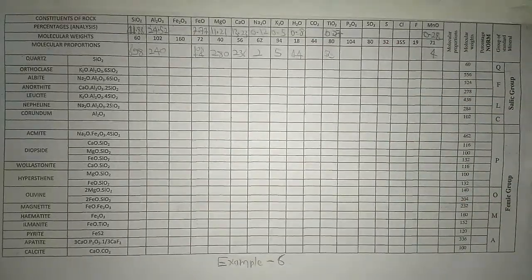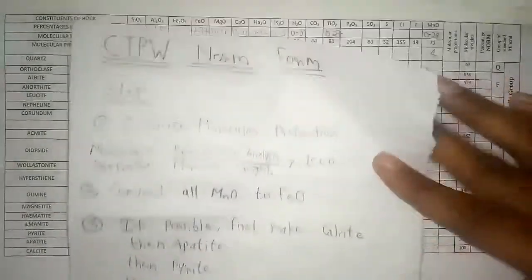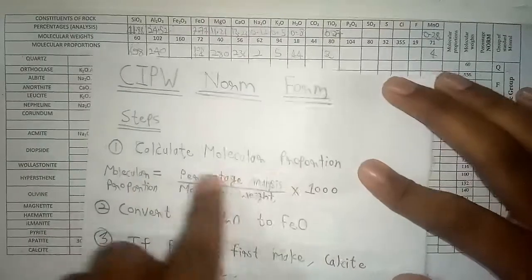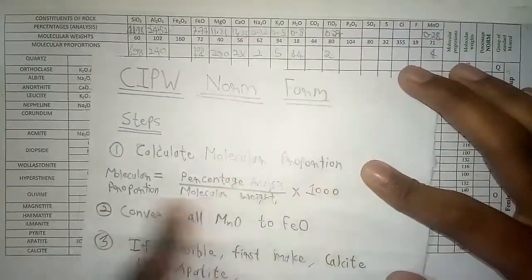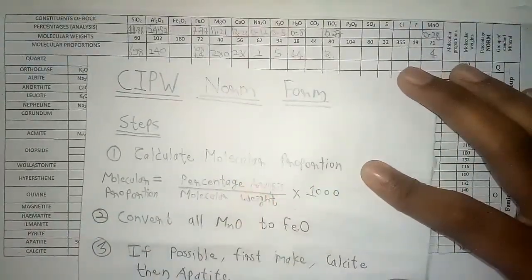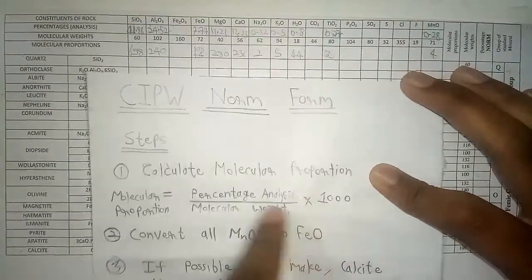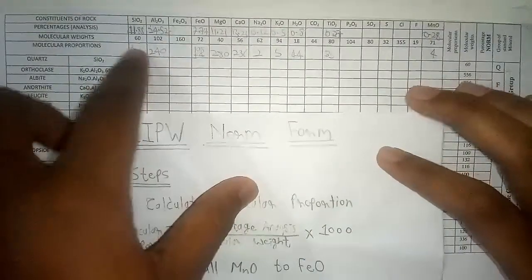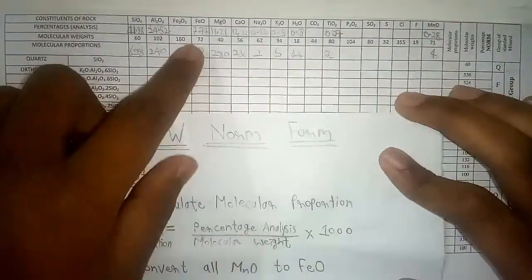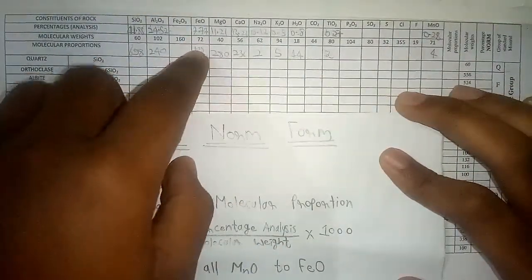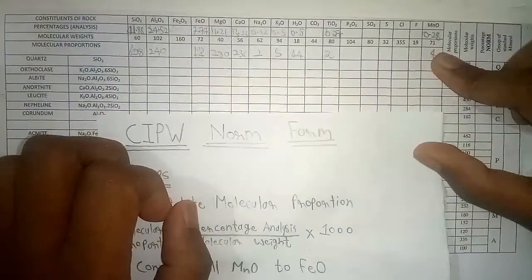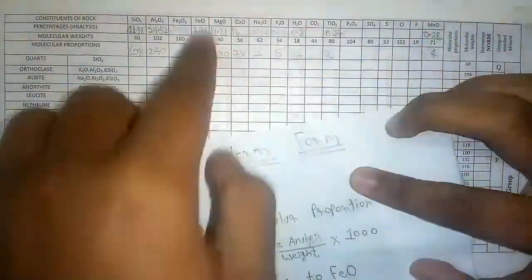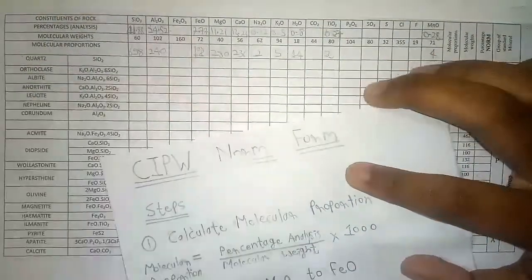Going to the first step, it is the last part of CIPW norm calculation. You already know the first step is calculation of molecular proportion. You know the formula: percent analysis divided by molecular weight into 1000. I have found the molecular proportions and written them here. Here I got FeO is 108 and 4 I have taken from MnO, according to the second formula: convert all MnO to FeO. So I have added that 4 to 108, so it is 112 now.